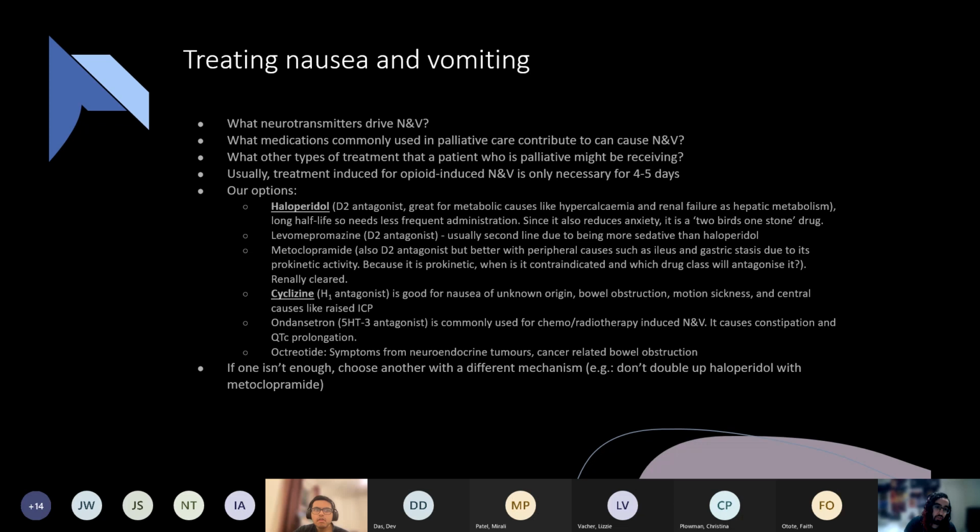And then if one isn't enough, double up with a different one. Obviously, let's say they're not responding to an anti-D2 receptor like haloperidol, there's not really much point adding on metoclopramide. So you'll see combinations like metoclopramide and ondansetron, for example.